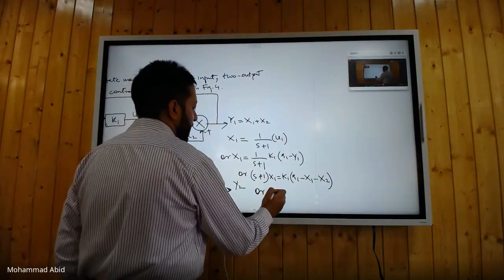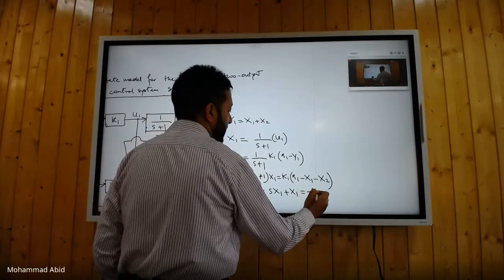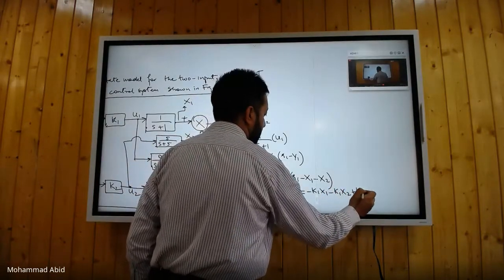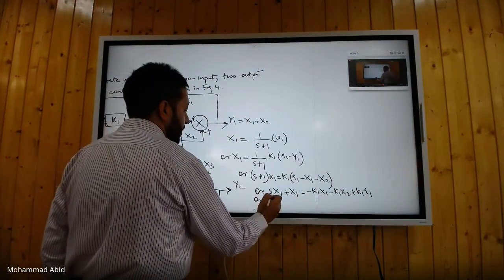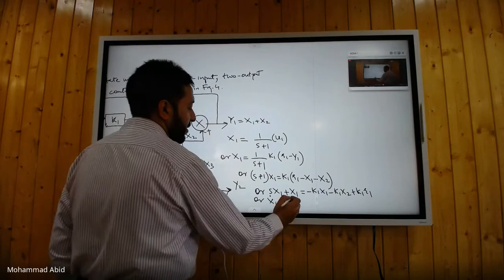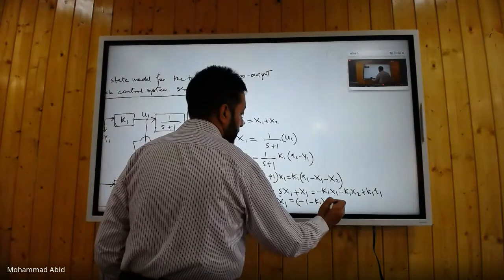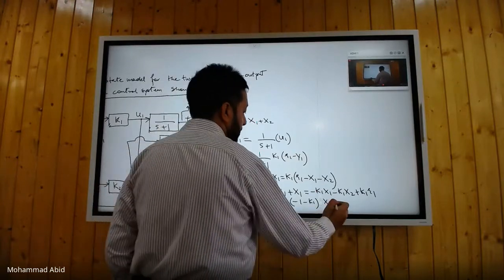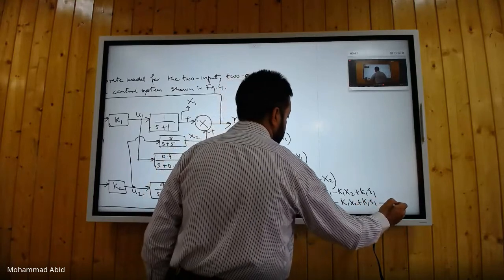Or I can write Sx1 plus X1 is equal to minus K1 X1 minus K1 X2 plus K1 R1. Or I can write X1 dot is equal to, if I take it on this side, this will become minus X1. So I can write minus 1 minus K1 into X1 minus K1 into X2 plus K1 into R1. This becomes my equation number 1. Is it okay?